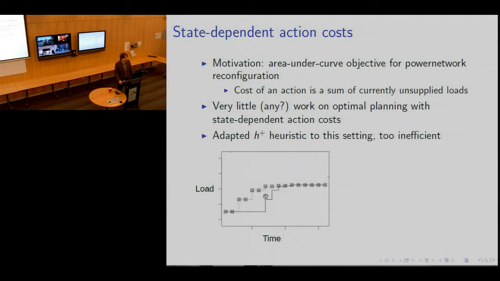So the way we formulate this is that the cost of applying an action is equal to the sum of unsupplied loads in that state. And there has been very little or possibly no work done on optimal planning with state-dependent action costs. We tried to adapt our H+ heuristics to this setting. We've tried to do something with splitting of the actions, but unfortunately we found it too expensive to compute, too inefficient. So optimal planning with state-dependent action costs is still an open problem.